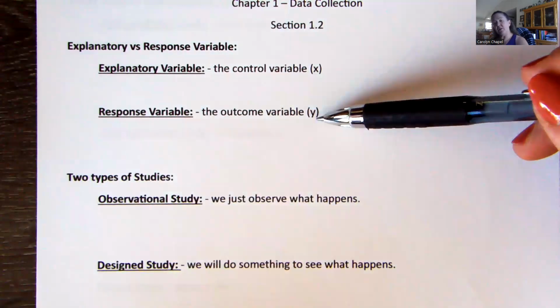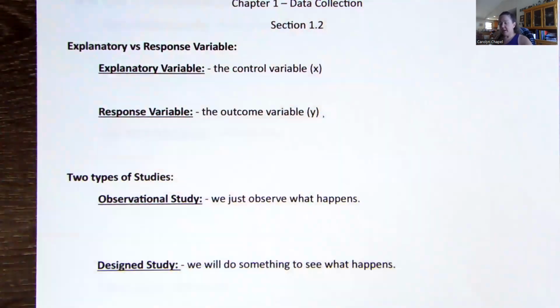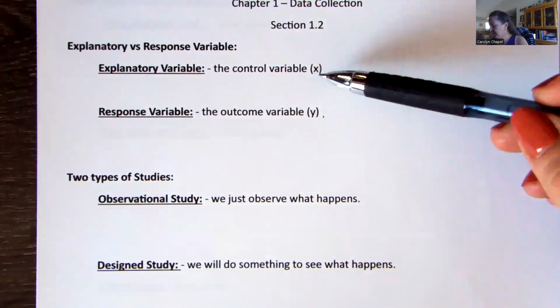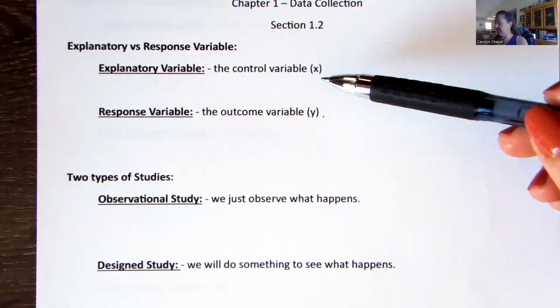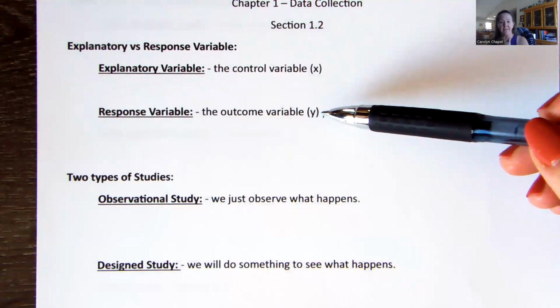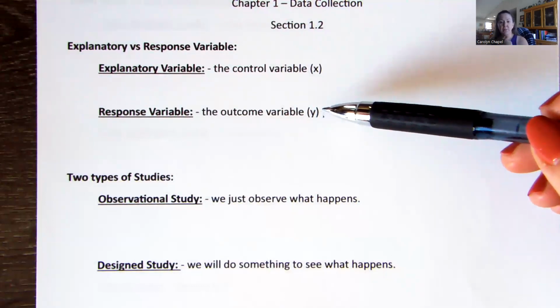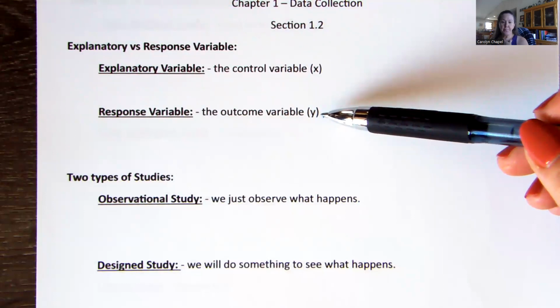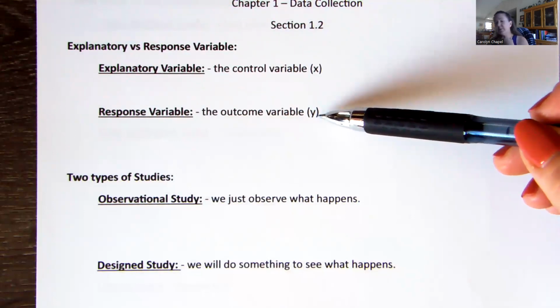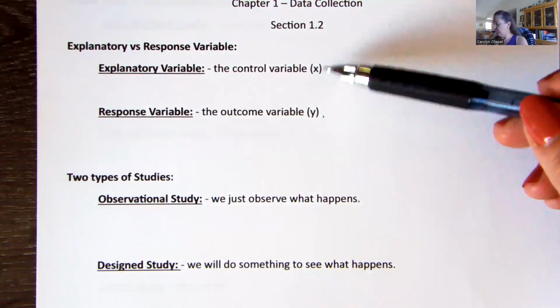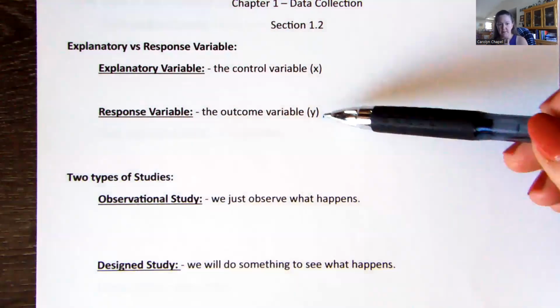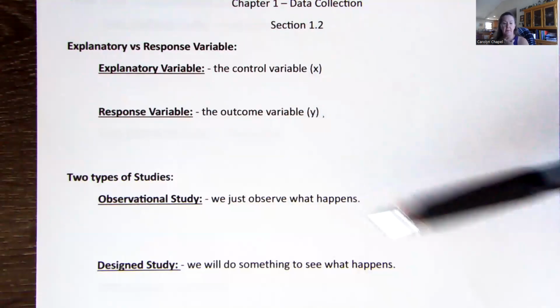If we have more than one variable and we're looking at data, we like to use that control variable as our X, on that horizontal axis if we're going to graph this, and our response variable as that Y. Okay. And when we're doing these studies, we'll talk about some of the things that can happen when we do studies or experiments. Now, we have two different types of studies.